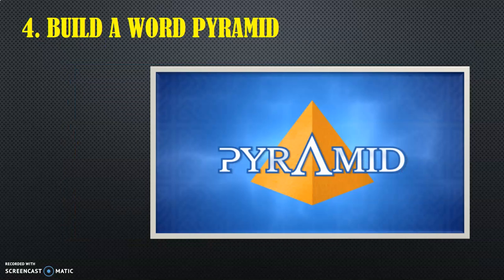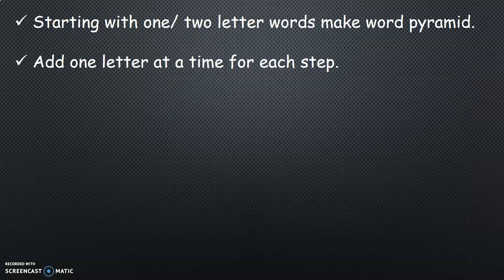The next game is building a word pyramid. Now you find this pyramid is in a triangular shape, and this pyramid you won't find in India. It is located in Egypt. Now how are these pyramids built? By keeping blocks one above the other in a symmetrical way. So in the same way you have to arrange the words also in a pyramid format. So how are we going to arrange that? There are rules. Let's see what those are. The first one is, starting with a one or two letter word, make a word pyramid.